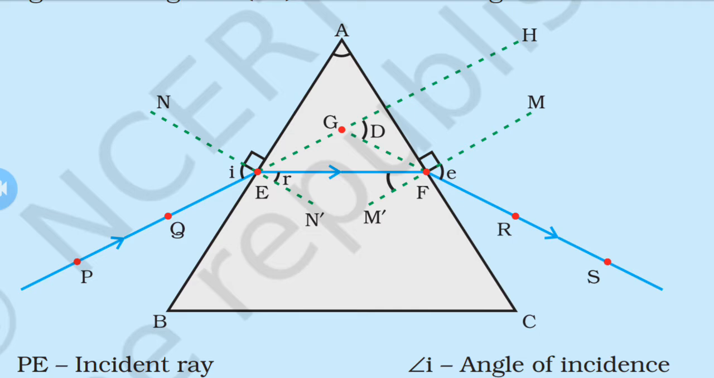Also fix two more pins at points R and S such that the pins at R and S and the images of the pins at P and Q lie on the same straight line. Remove the pins and the glass prism. The line PE meets the boundary of the prism at point E. Similarly, join and produce the points R and S. Let these lines meet the boundary of the prism at E and F respectively. Now join E and F.